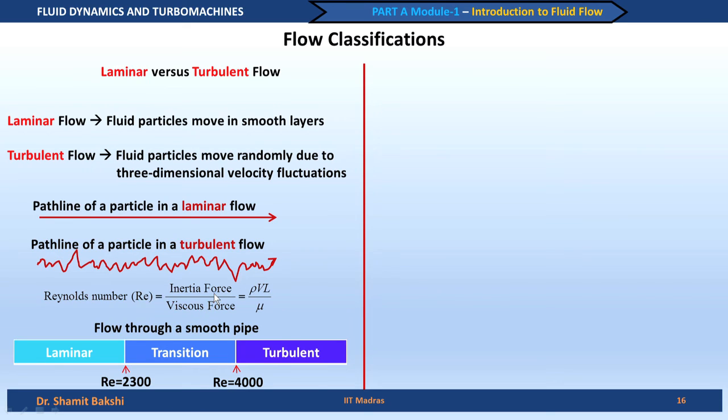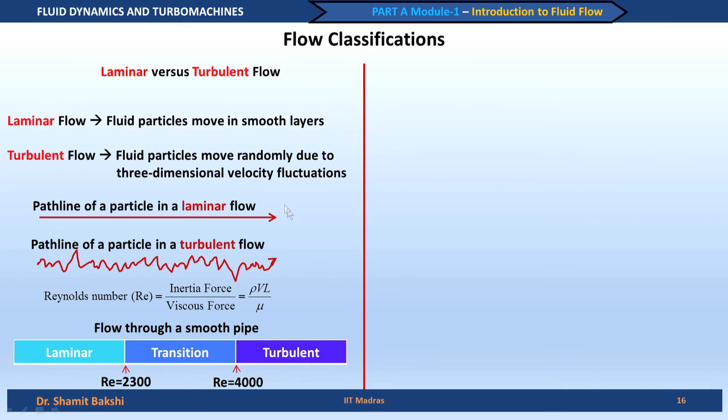If the inertia is more, it tends to become more turbulent. If the viscous force is more, then it moves towards a laminar flow. So, that is a very simple explanation for how the Reynolds number can be used to classify laminar and turbulent flows.